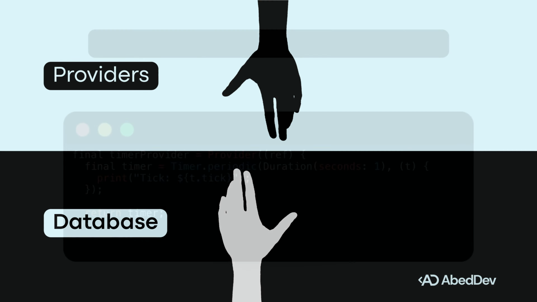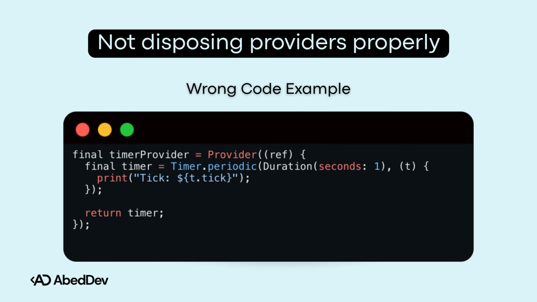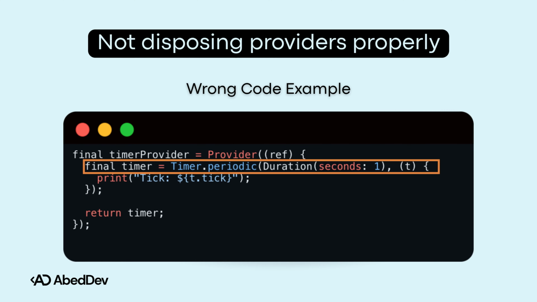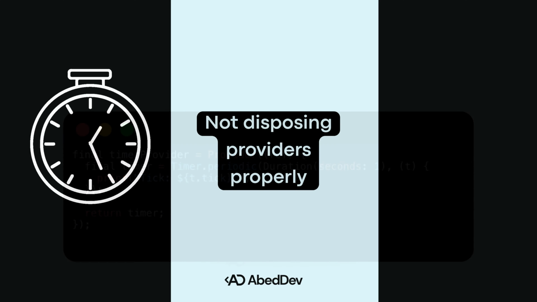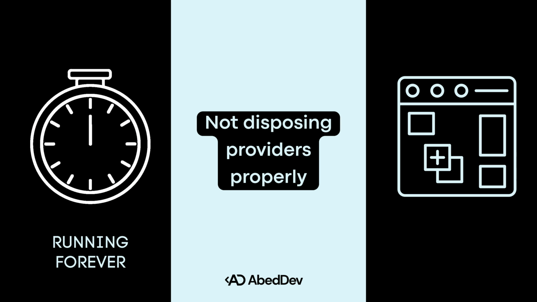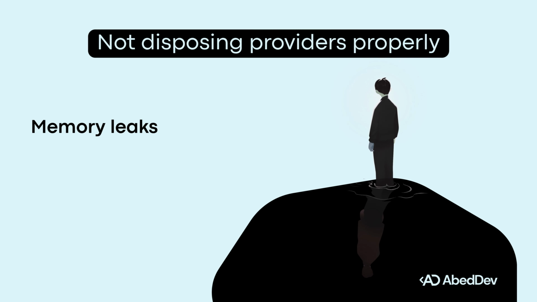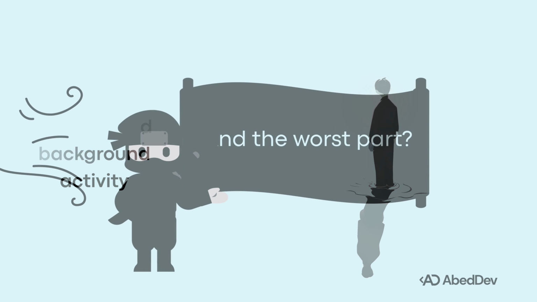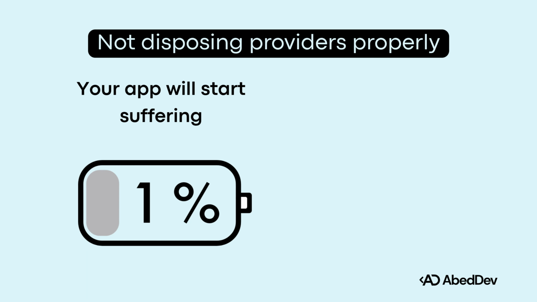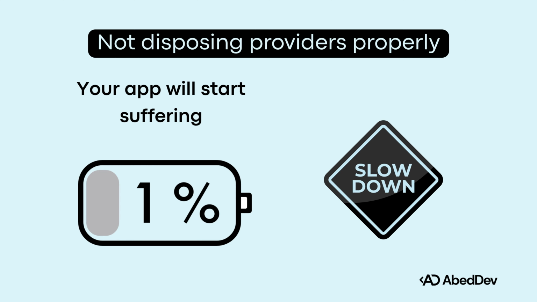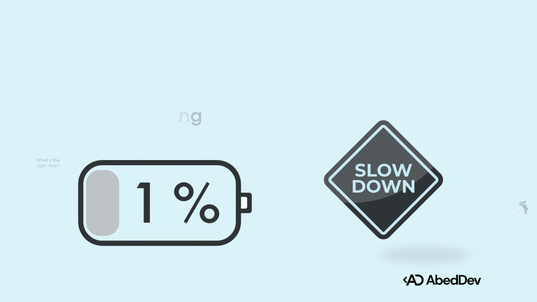Here's the wrong code example. This looks fine, right? You start a timer inside a provider and it works. But here's the problem. Riverpod will not automatically dispose this timer when the provider is no longer used. That means the timer keeps running forever even when no widget needs it anymore. The result is memory leaks and unexpected background activity. And the worst part, you didn't even notice until your app starts slowing down or draining your battery.